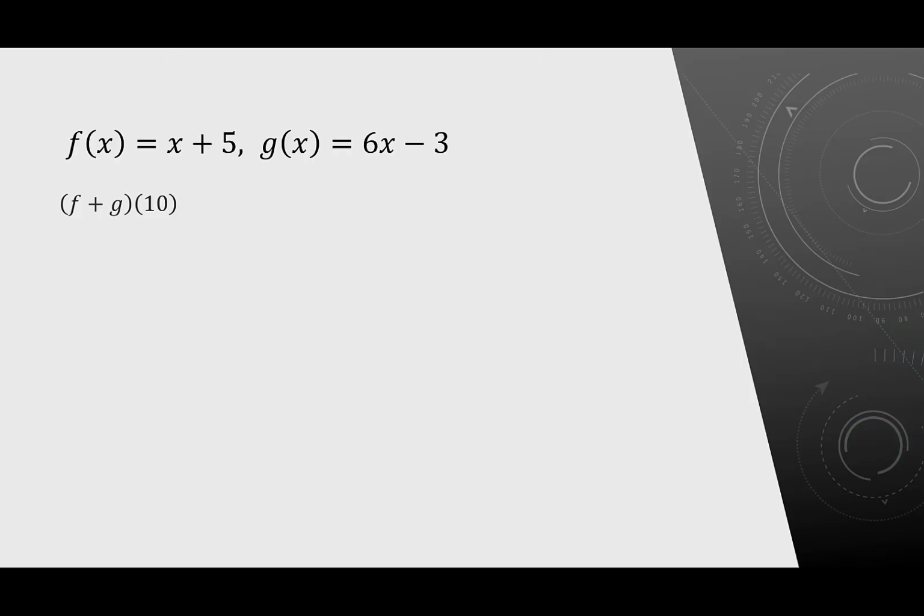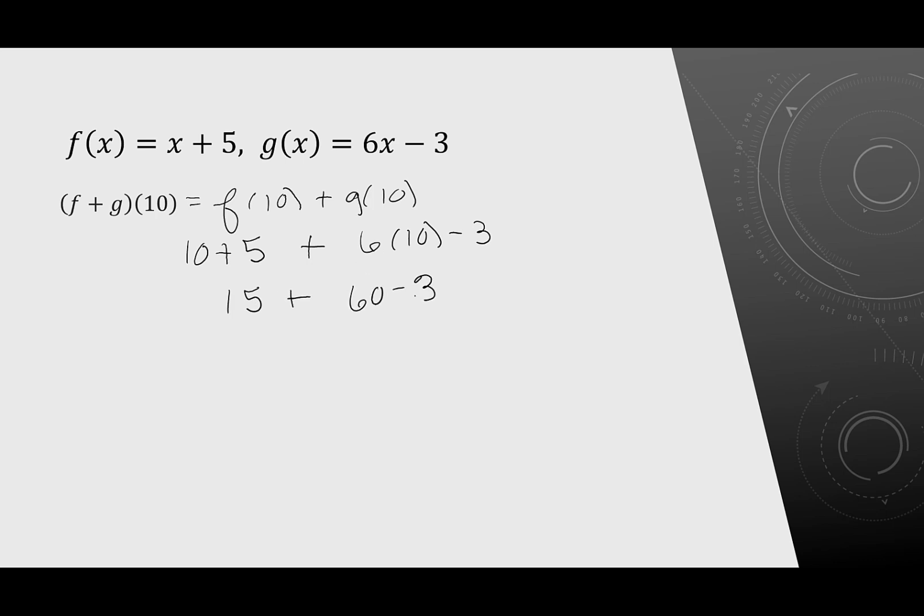We'll start pretty small. I have f of x is x plus 5, g of x is 6x minus 3. So to get f plus g of 10, I'm going to do f of 10 plus g of 10. So f says take the 10, add 5. G says do 6 times 10 and then minus 3. 10 plus 5, there's 15. 6 times 10 is 60, and then I have minus 3.